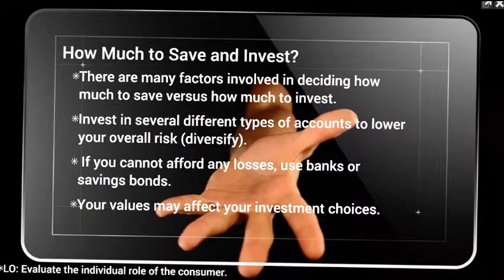How much to save and invest? There are many factors involved in deciding how much to save versus how much to invest. You should invest in several different types of accounts to lower your overall risk. This is called diversifying. If you cannot afford any losses, use banks or savings bonds. Your values may affect your investment choices. Some people, for example, may have a very low risk tolerance, and for those people, going with a less risky investment makes sense.